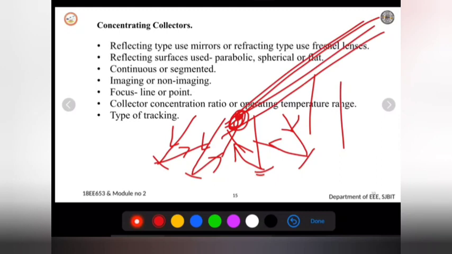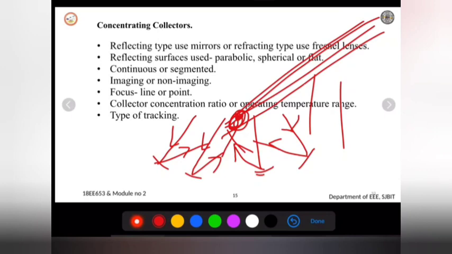So the collectors have been classified into various types. The first is based on the means of concentration, whether I am using reflector type mirrors or a lens. It is also classified based on the reflecting surface, whether it is parabolic, spherical, or a flat collector. It is also classified as continuous or segmented, and based on the formation of images, imaging or non-imaging. There are a few cases we will come across in a coming topic.